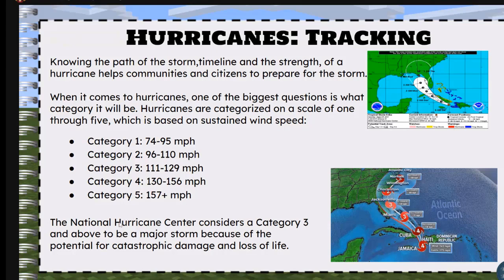Now, the National Weather Service considers a Category 3 and above to be a major storm. This means that it can cause catastrophic damage and loss of life. So it's a very bad thing. So people that are living on the coast have to be able to prepare for that. If a Category 3 or above storm's coming in, you got to prepare.